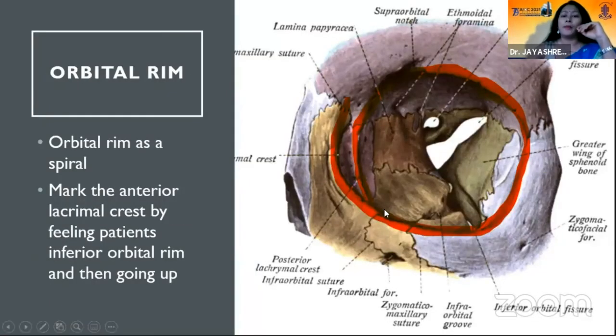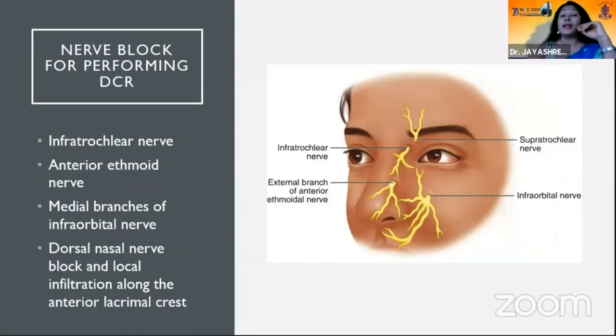Now, tracing of the orbital rim: if we go through the posterior lacrimal crest, we follow the rim up and superiorly, then laterally, and then we swirl it up superiorly, we get the anterior lacrimal crest. And this helps us in performing the nerve block, because the infratrochlear nerve is the first nerve to be blocked because it supplies the lacrimal apparatus. So here we need to imagine a spiral. We trace the inferior orbital rim, and we reach up to the anterior lacrimal crest.